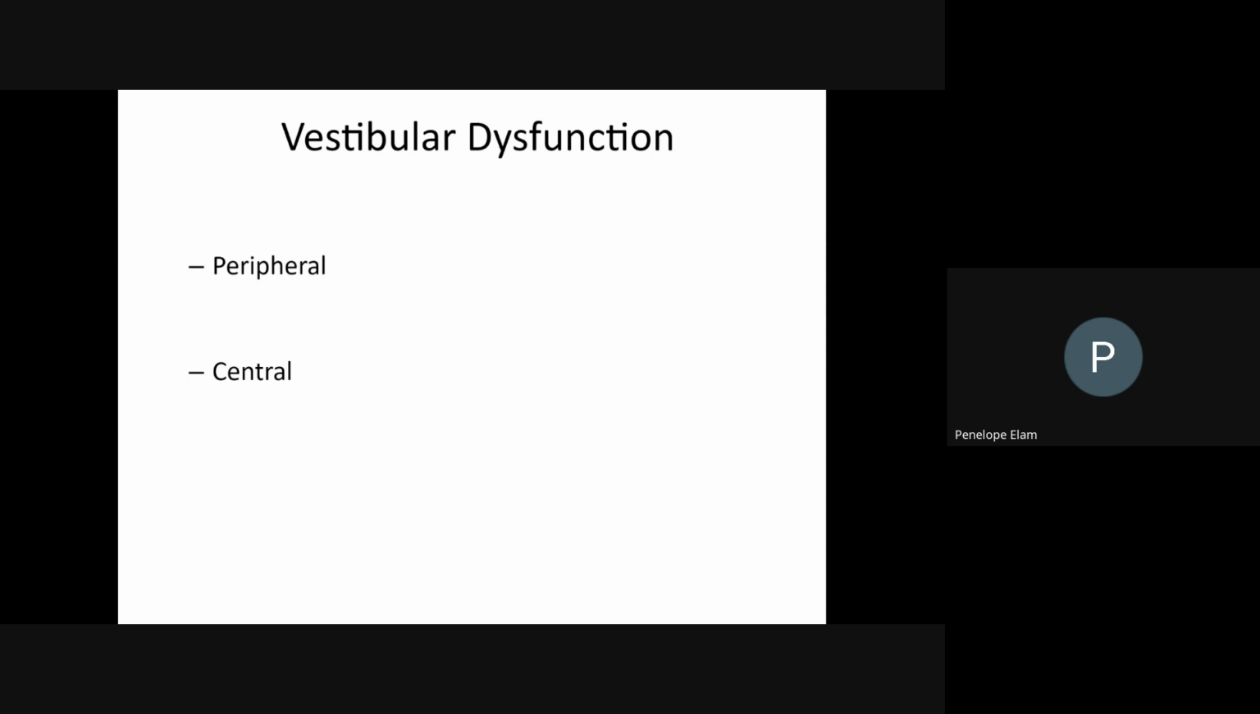Central is going to be past the cranial nerve. So we're going to be thinking more that it's going to be in the vestibular nuclei, could be in the cerebellum, could be in the cortex, but that's where more of our central dysfunction is going to come from.